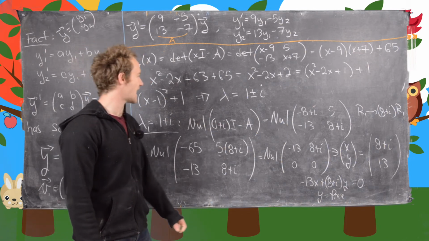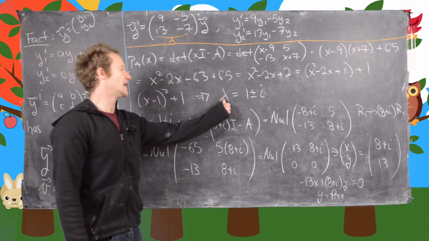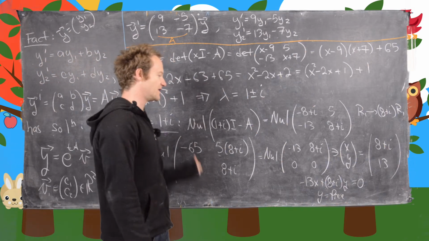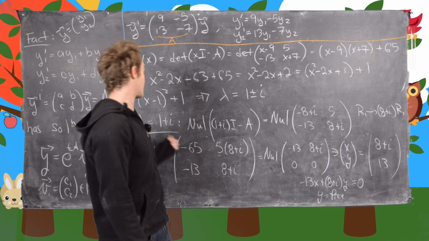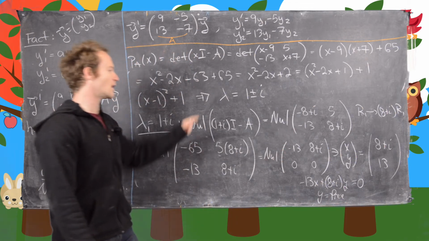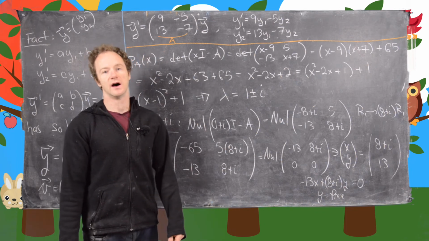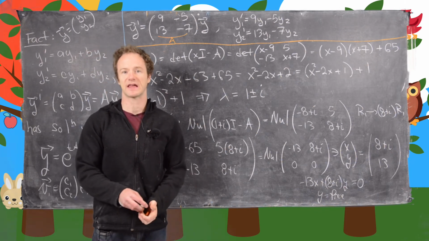But before I do that, I want to point out that since lambda 1 is 1 plus i, and lambda 2 will be 1 minus i, and we started with the real matrix, the eigenvector for 1 minus i will be the complex conjugate of the eigenvector for 1 plus i. So we don't even have to calculate that.